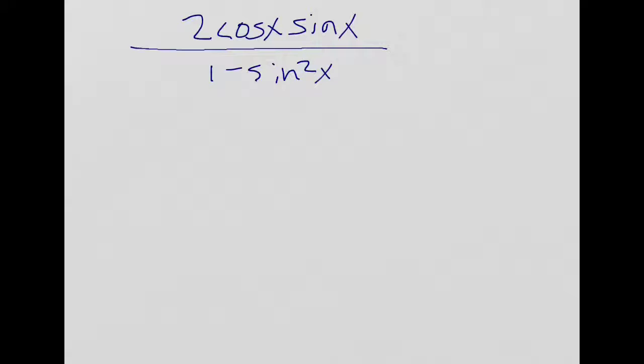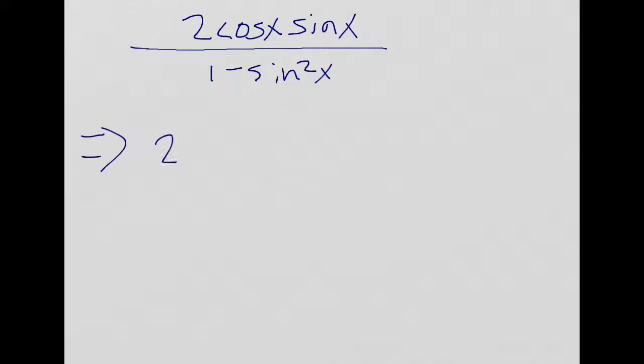Alright, what could I change that denominator to? Cosine squared x. Because I can manipulate this using the Pythagorean theorem. Instead of 1 minus cosine squared, I could do 1 minus sine squared and make it equal to cosine squared. So I could plug in cosine squared to the bottom.